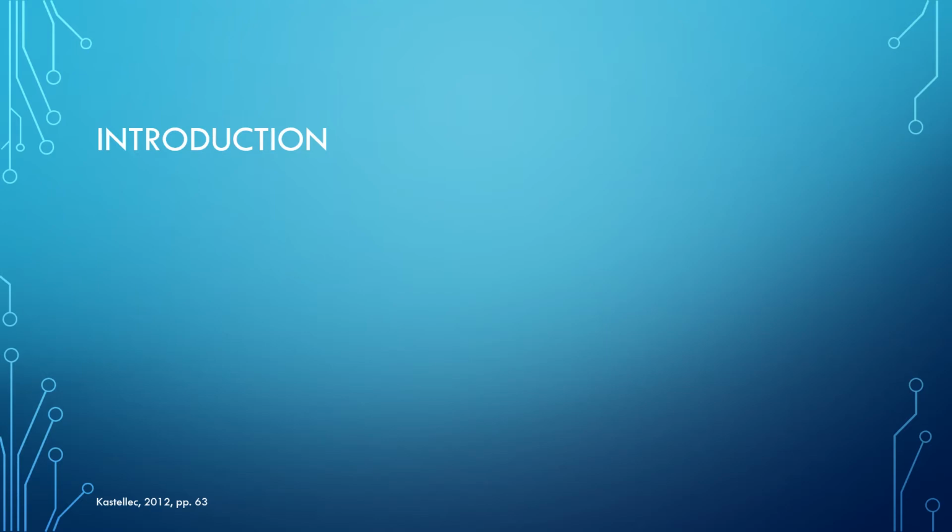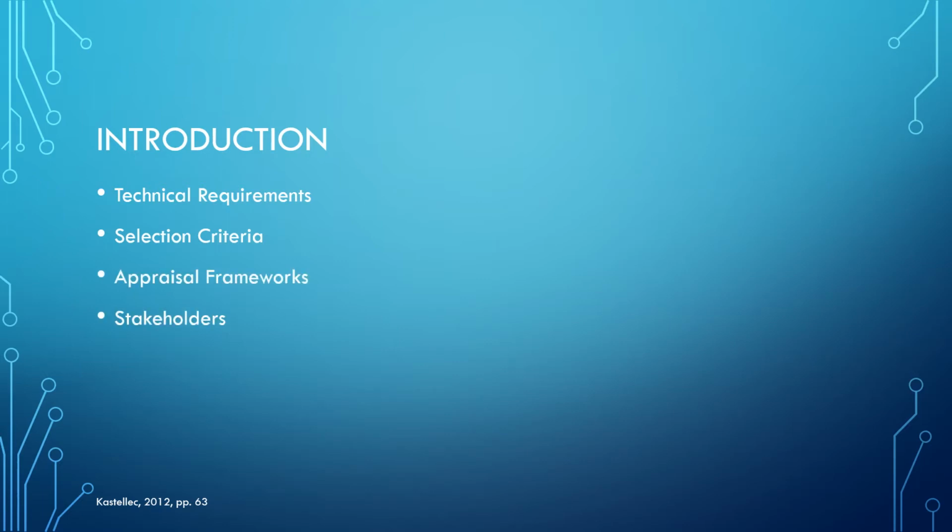Here are the 5 areas I will discuss that affect the selection process. They are technical requirements, selection criteria, appraisal frameworks, stakeholders, and costs. This list is not exhaustive, but these are the most common areas discovered during my research. Likewise, the discussion of these areas is not comprehensive, but designed to give a general overview and provide a starting point for you in your own selection procedures and research.